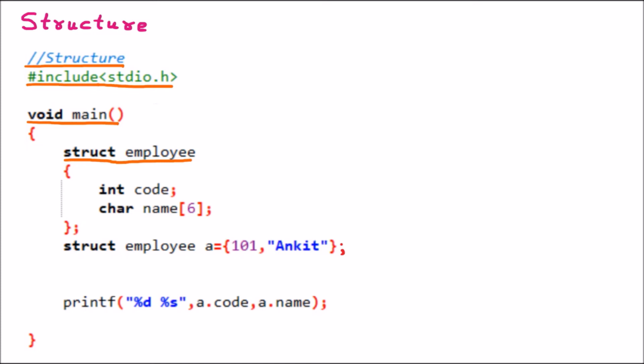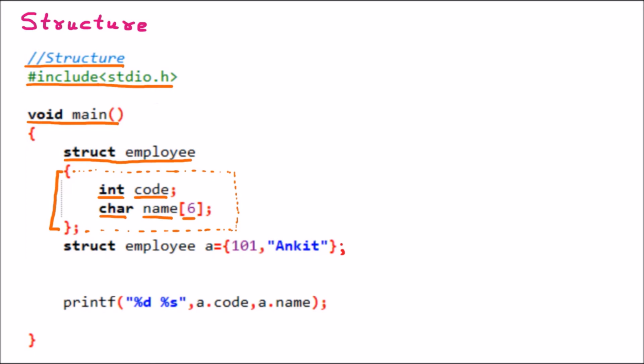Now this structure is having its body, starting from the curly bracket till the end. So this is the body of the structure. Inside the body, we are having int code. One is the variable, which is code, that is of integer type. Then is char name, 6. 6 is the size. That means it is an array. So we are having the name array, whose size is 6, that is of character type. So this complete thing is called the definition of the structure.